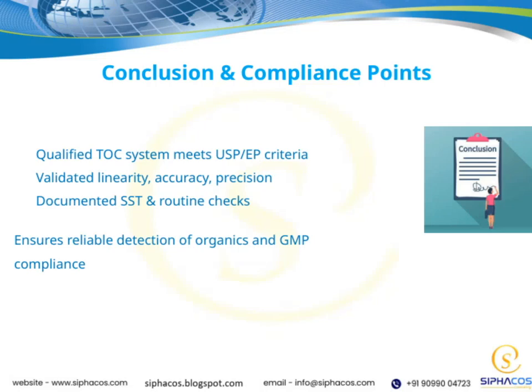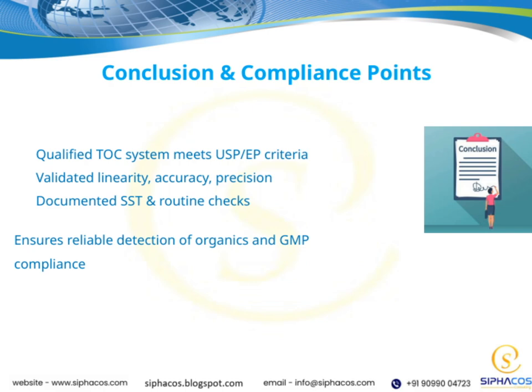Let's wrap up with some key conclusions and compliance points. First, our qualified TOC system fully meets USP and EP criteria, which is essential for ensuring the quality and reliability of our testing processes. This means we're aligning with recognized industry standards. Next, we've validated critical parameters like linearity, accuracy, and precision. These validations confirm that our system produces consistent and accurate results across different conditions and sample concentrations.